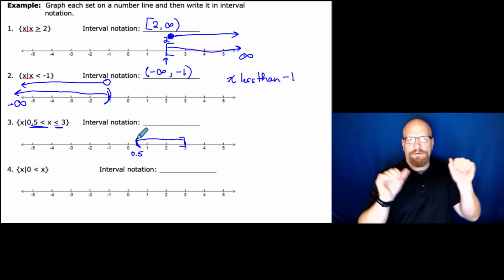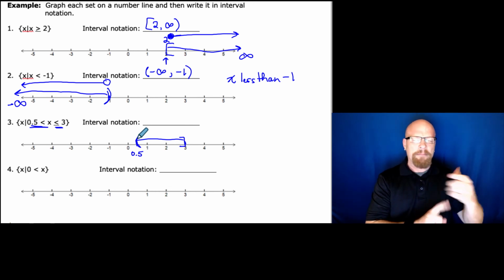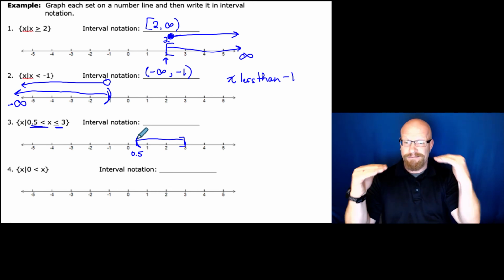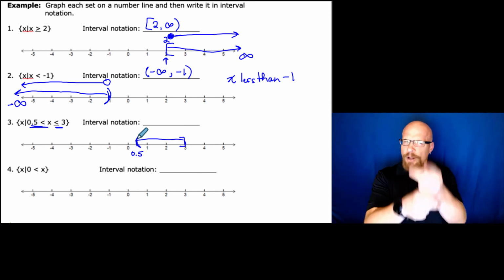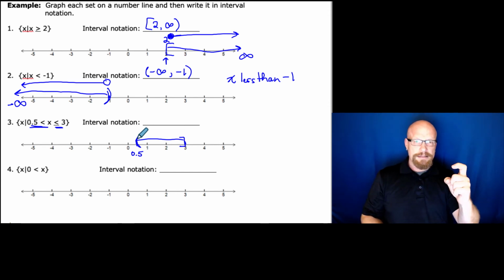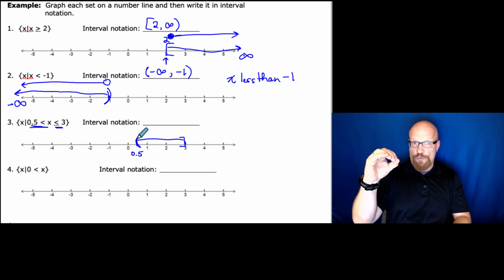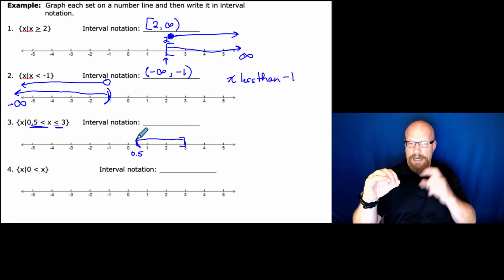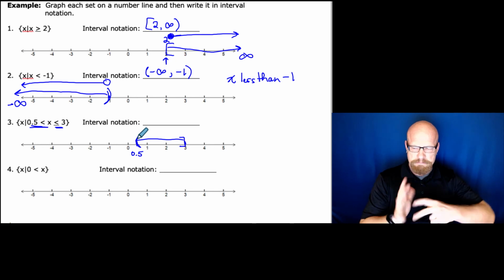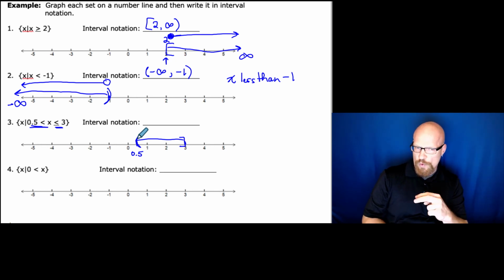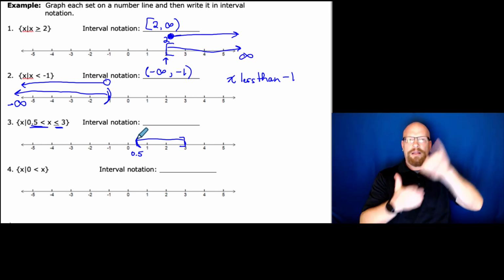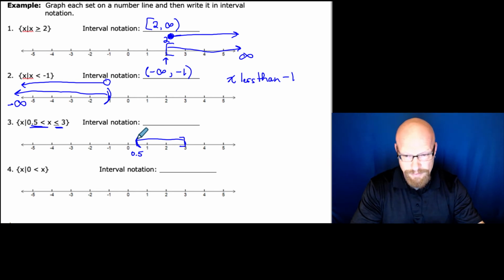Well, that's the beauty of electronic writing. If I don't like where it is, I just move it over where I want it. Now, the last one, be very careful. The order is different. The x is not in the first position. We have 0 less than x. Okay. If you look at it the opposite way, you can say x is greater than 0.